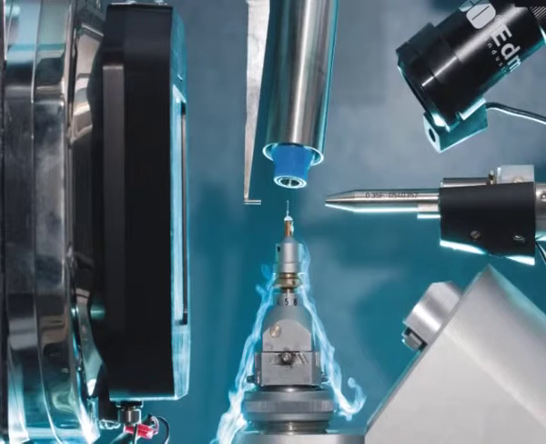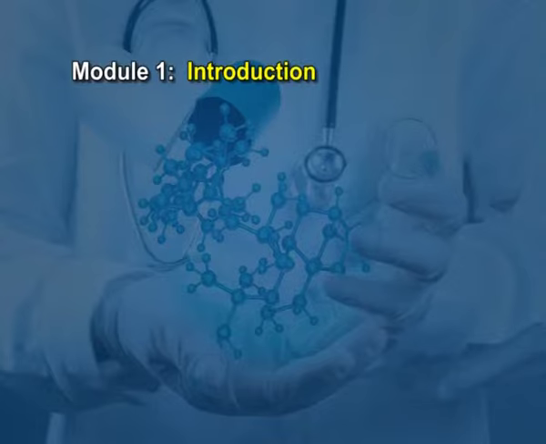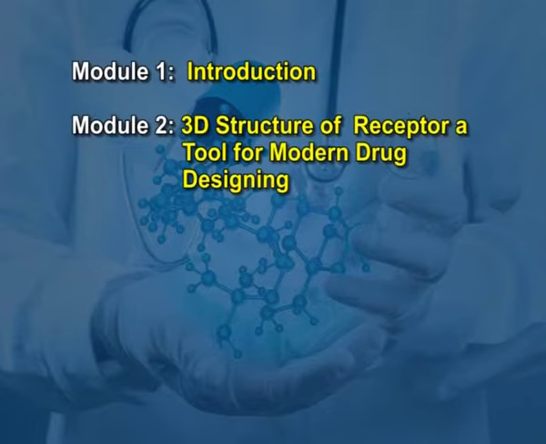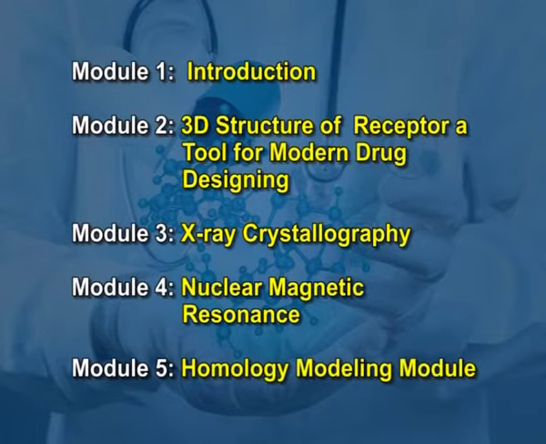So, in this chapter, I am going to give some idea about these techniques with special reference to the most popular, X-ray crystallography. The present discussion is divided into 5 different modules. The first module will give you a basic idea about the requirement of the 3D structure of the receptor in context to modern drug designing strategies. The second will throw some light on how the 3D structure of the receptor serves as a tool for modern drug designing. The third, fourth and fifth modules are detailed descriptions of X-ray crystallography, NMR and homology modeling.